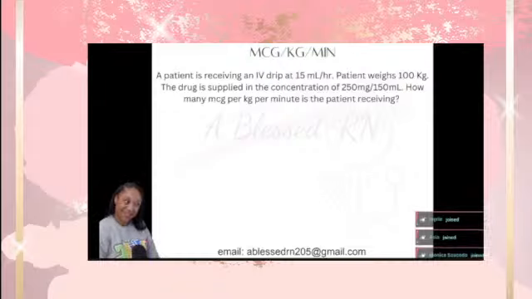Okay, micrograms per kilogram per minute. Another one of my favorites, okay?